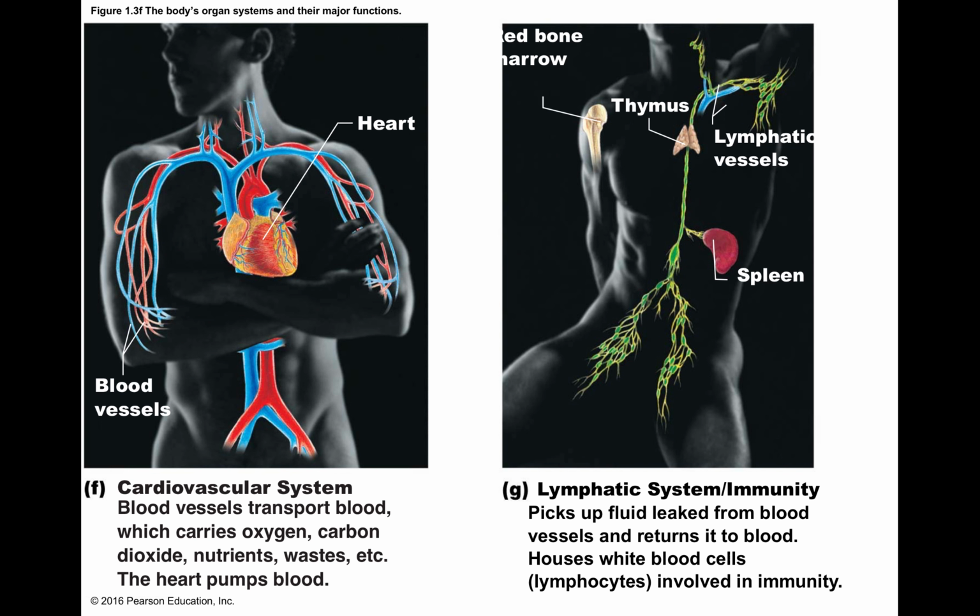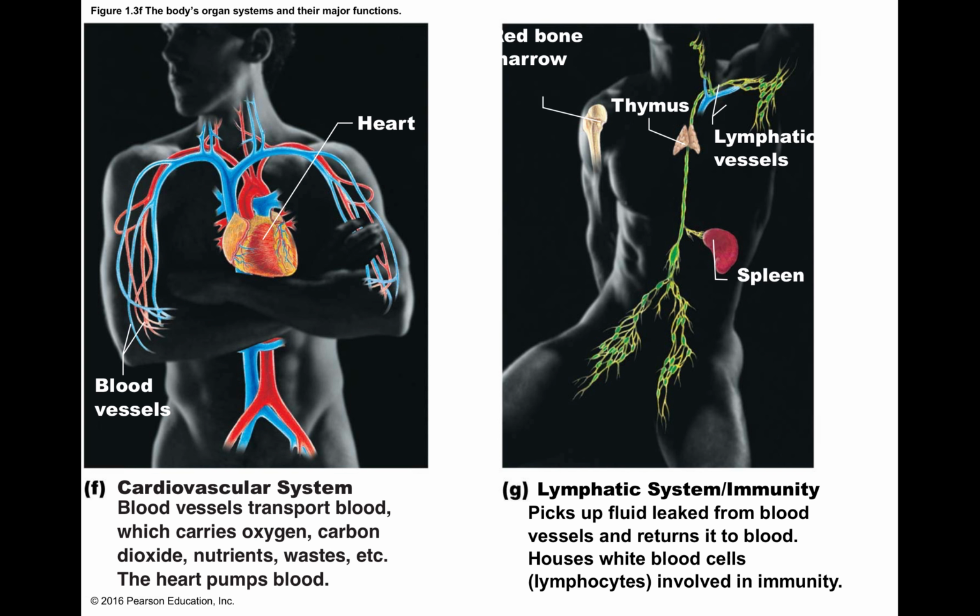Going with the cardiovascular system, we have the lymphatic system that is drawn in green lines, as well as some of the organs. The lymphatic system is made up of lymphatic vessels, very similar to blood vessels. We have a spleen, thymus, and your bone marrow, which is basically a structure that carries the immune cells.